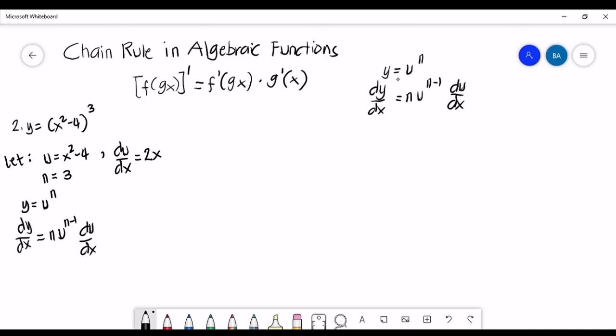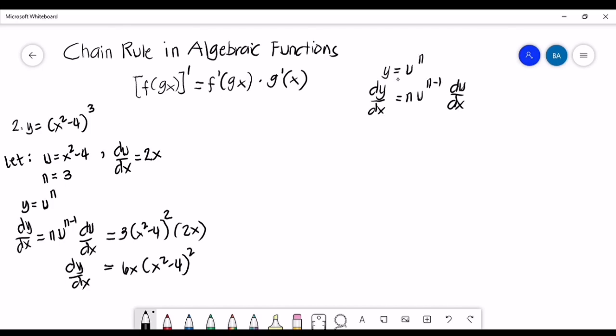So now we can substitute in this formula. n is 3, u is x squared minus 4, n minus 1 is 2, and our du/dx is 2x. Okay, so overall our dy/dx is equal to 6x times (x squared minus 4) raised to 2.